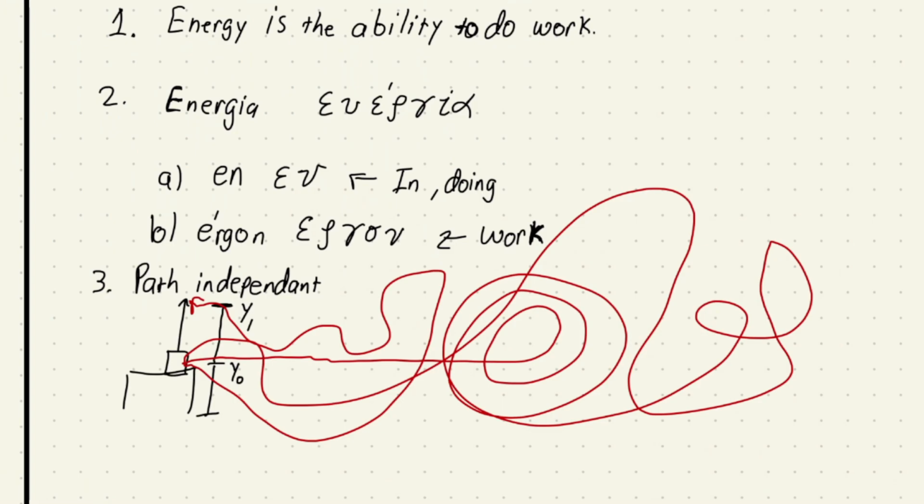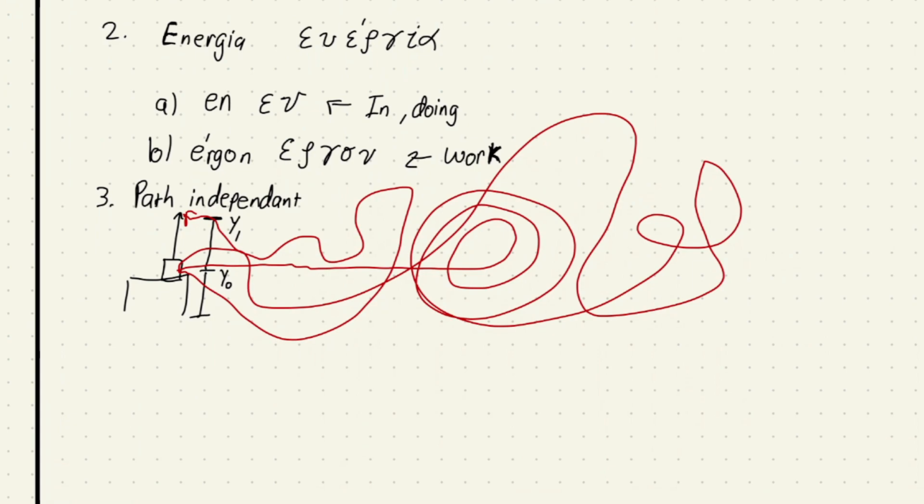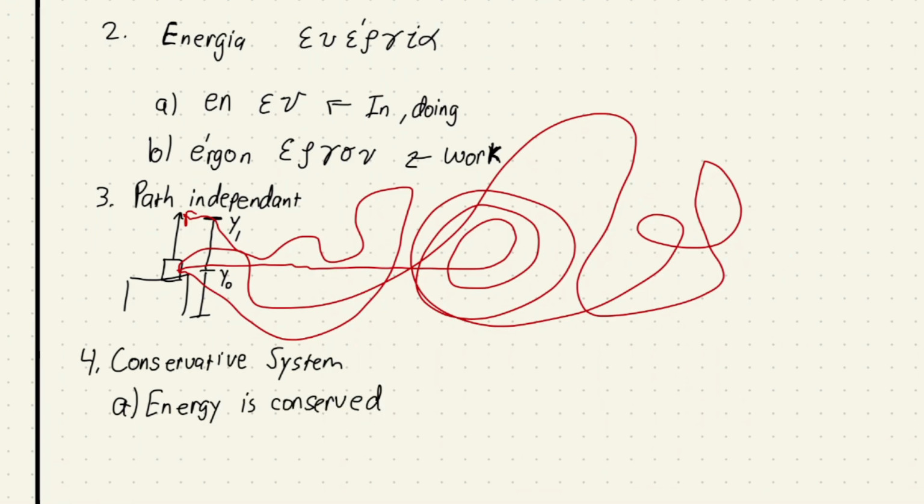It doesn't matter the path I took to get there. What matters is where I started and where I ended. That is a really, really important concept in energy, this path independence. If you have path independence, you have what we call a conservative system. A conservative system is a system where energy is conserved. Another thing about a conservative system is that only conservative forces act.